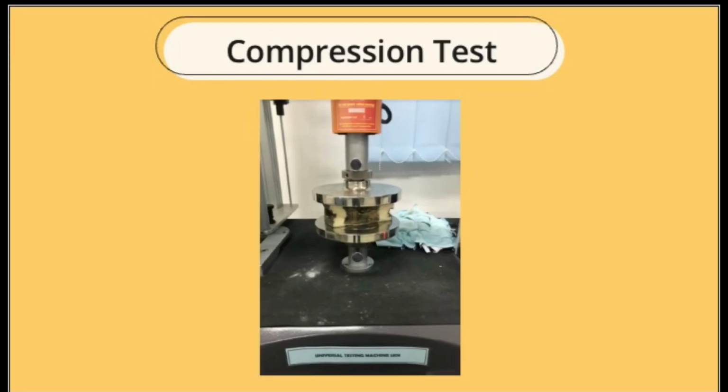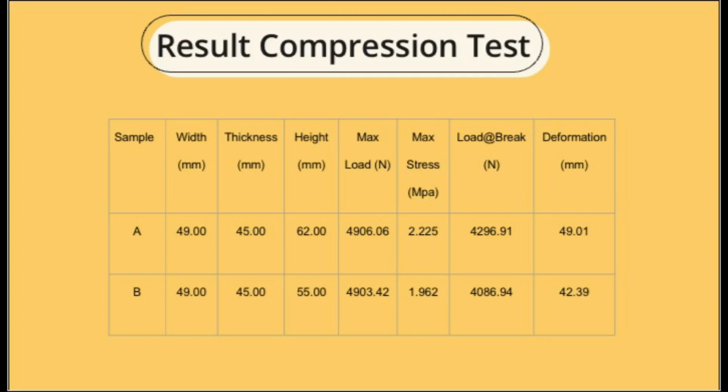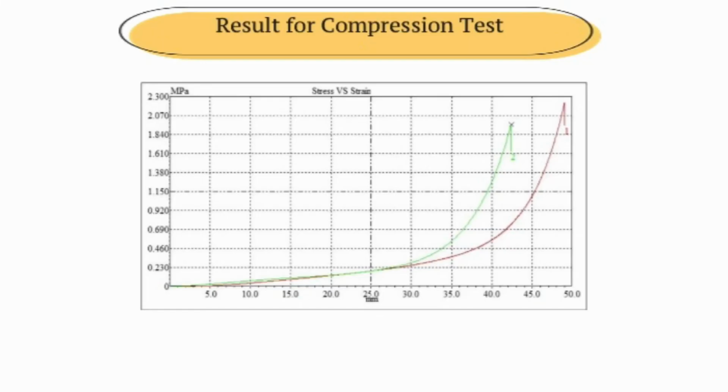Next is the compression test. The picture shows the samples undergoing the compression test, and next is the result of the compression test. As we can see from the results, the maximum load and maximum stress for sample A is higher than sample B. Graph for compression test. The graph for the compression test shows sample A, red color, maximum stress is 2.225 MPa, while sample B, green color, maximum stress is 1.962 MPa.